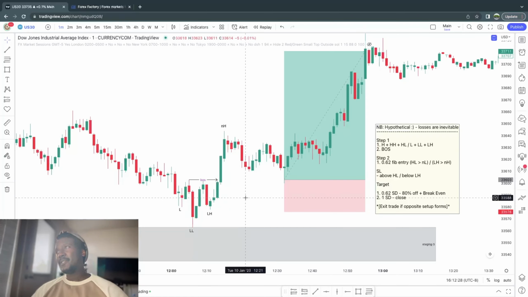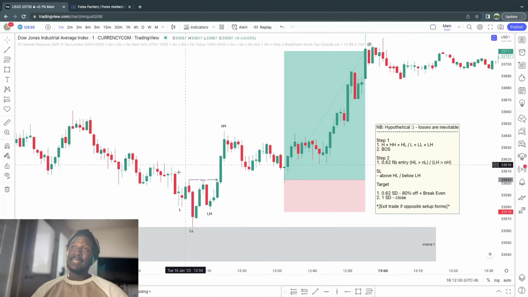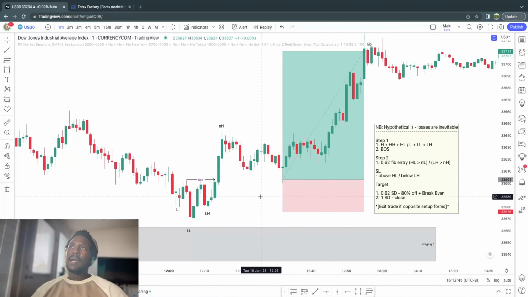There are many variations, but this one right here is textbook, and it rarely will form, but it won't be this straightforward. But when you see this, then you might want to consider taking that trade.